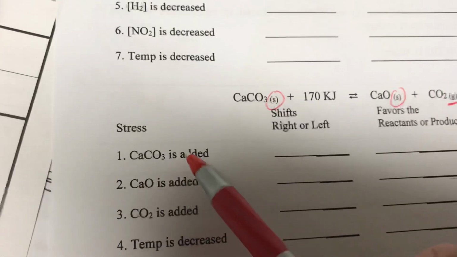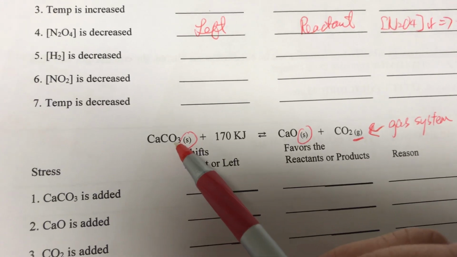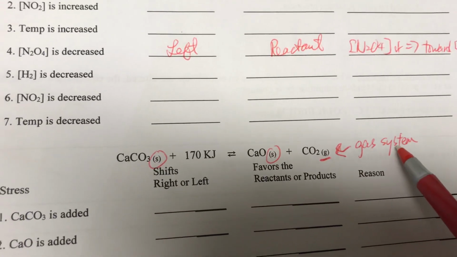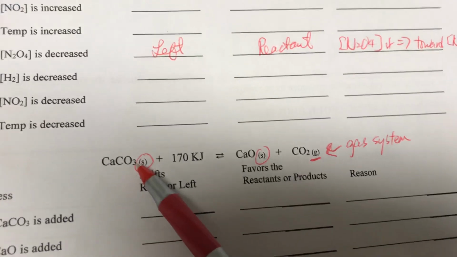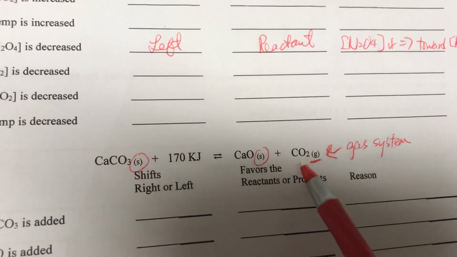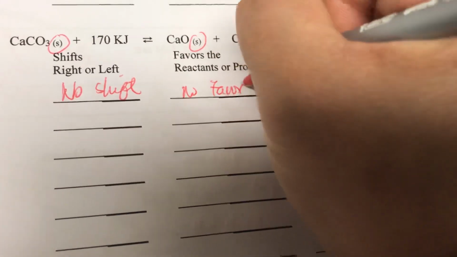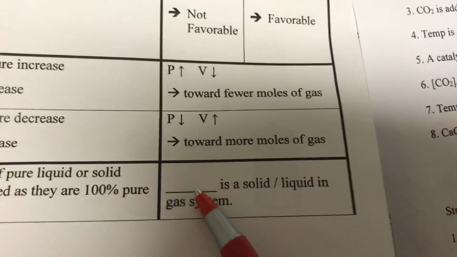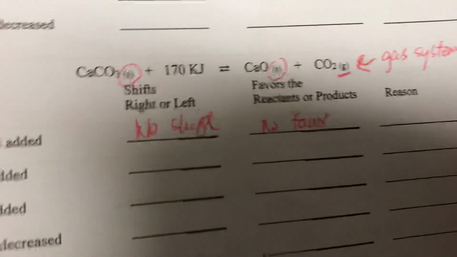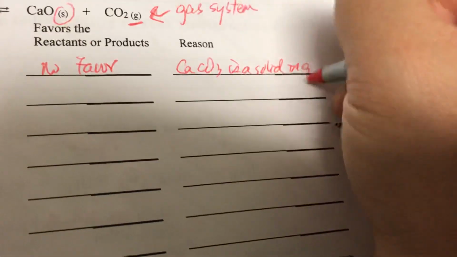So let's say CaCO3 is added. You don't want to say that because you add CaCO3, you increase concentration. You can't say that because this is a gas system and this is a solid. You cannot say CaCO3 goes up, so you want to stay away from CaCO3. No, you can't, because this is a solid in a gas system. So you want to write no shift and no favor. The reason is that CaCO3 is a solid in a gas system.